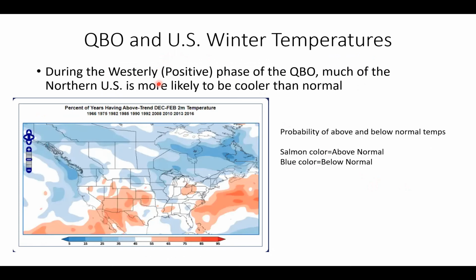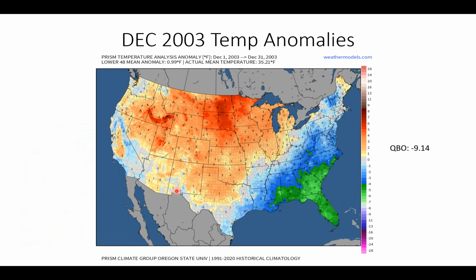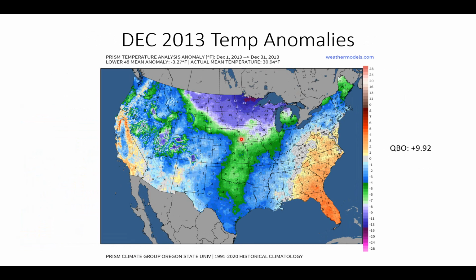QBO and U.S. winter temperatures, when we're talking about the westerly positive phase, much of the northern U.S. is more likely to be colder than normal. Now, was it for that particular time? Let's go look back. It was. So that matched up fairly well. Look how much below normal the northern U.S. was with a positive phase of the QBO.